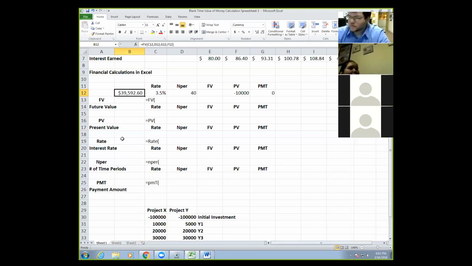Okay, so that's just an example of how you enter a function, and that was the future value function. We have 6 different functions we're going to be using here. That was the first one. Any questions about that, about any of those entries or the concept or anything else that I've been talking about?